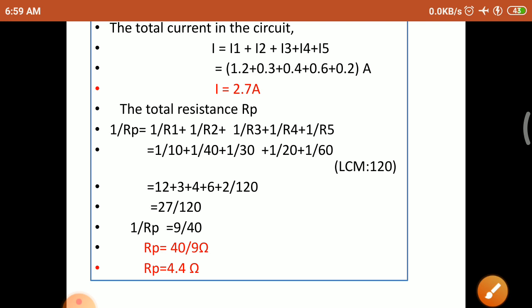You have to check the answers in your notebook. If you made any mistake, correct it.